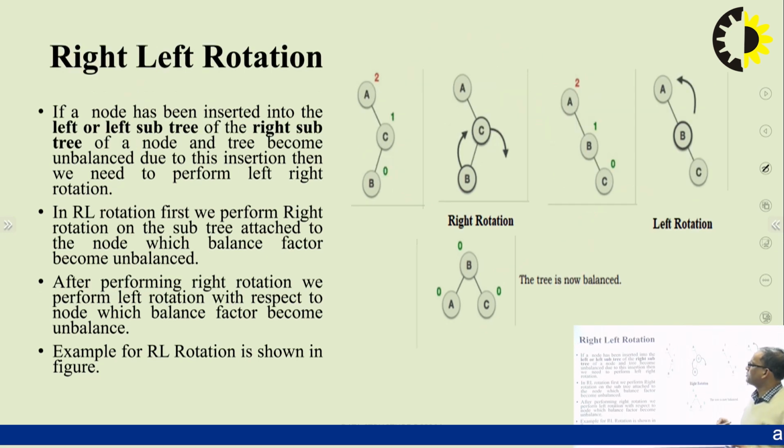Next is the right left rotation. Again, right left rotation is a combination of two rotations. First we perform the right rotation, and after that we perform the left rotation. It means right left rotation is a combination of right rotation followed by the left rotation.